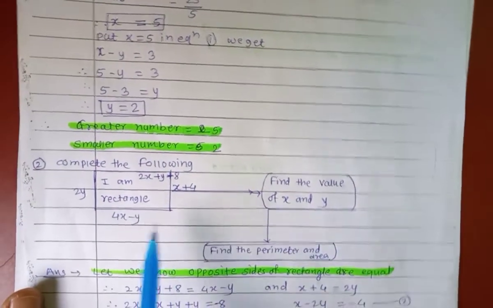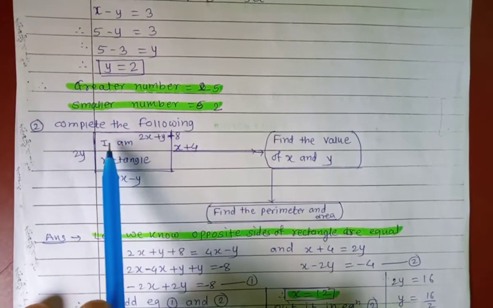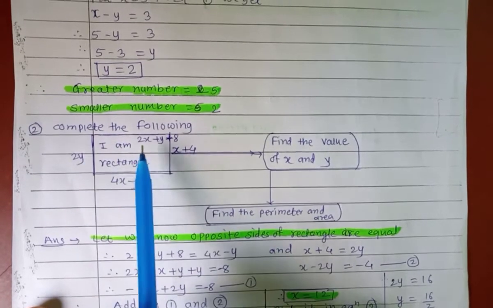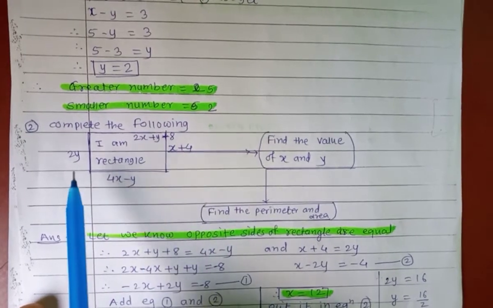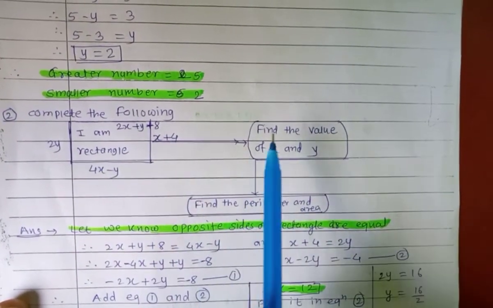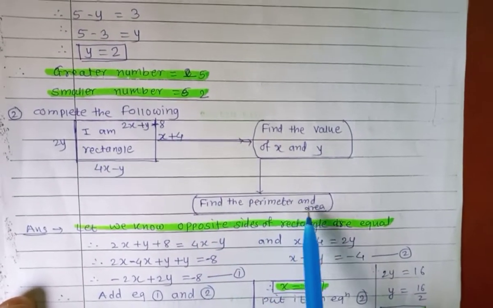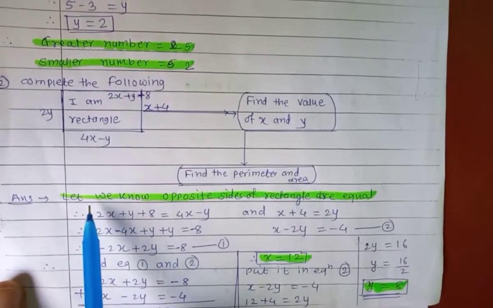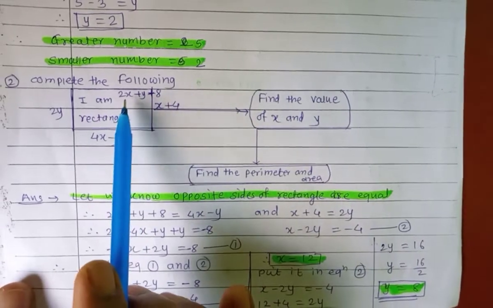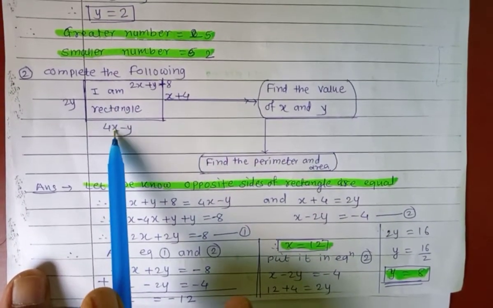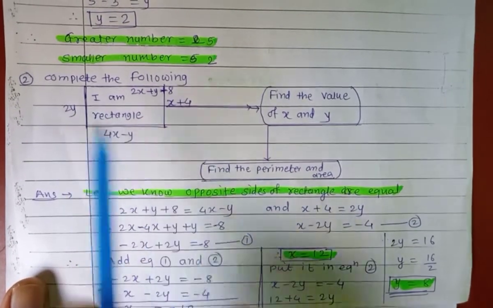Then another example, that is activity based. Here it is a rectangle, and the sides are given as 2x plus y plus 8, 4x minus y, 2y and x plus 4. We have to find the values of x and y and find the perimeter and the area. We know opposite sides of a rectangle are equal, so the opposite sides 2x plus y plus 8 and 4x minus y must be equal, and x plus 4 equals 2y.